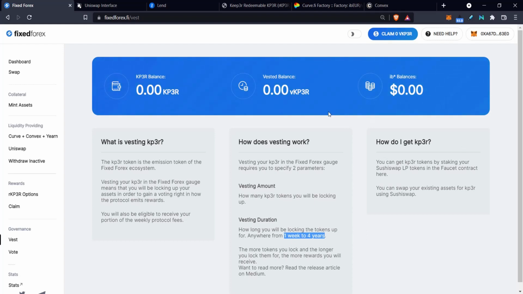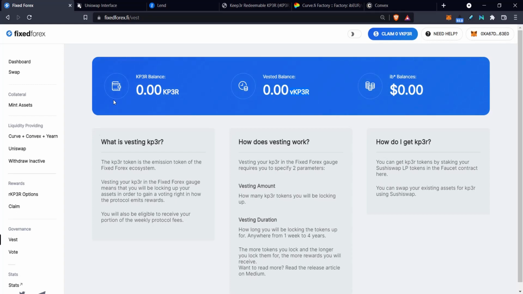So you can lock up your keeper tokens. The longer you lock, the more your keeper tokens will be turned into VKeeper. So how to explain this? If you lock one keeper token for 4 years, you get one VKeeper, right? If you lock one keeper token for 1 year, then you will get 0.25 VKeeper. So you get less the shorter you lock your keeper tokens for. And then as you hold these VKeeper tokens, they slowly decay as time passes, so you get less and less of them.